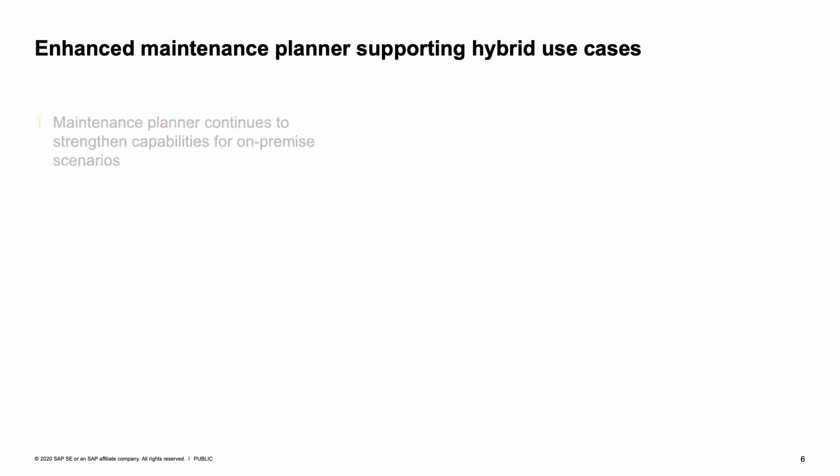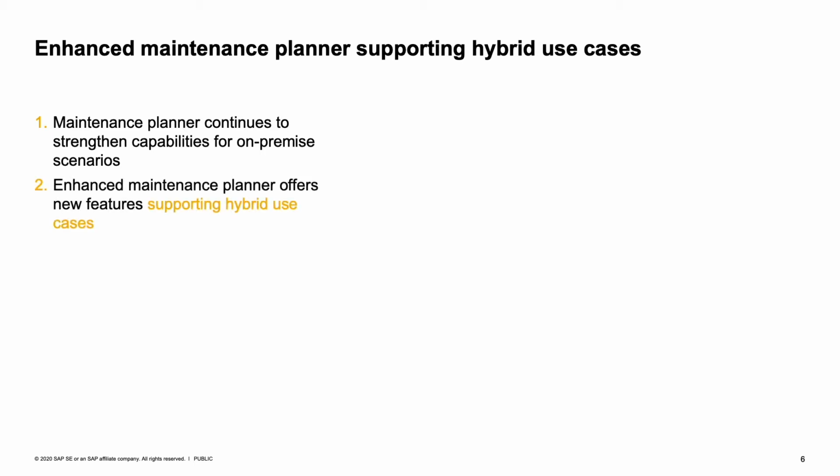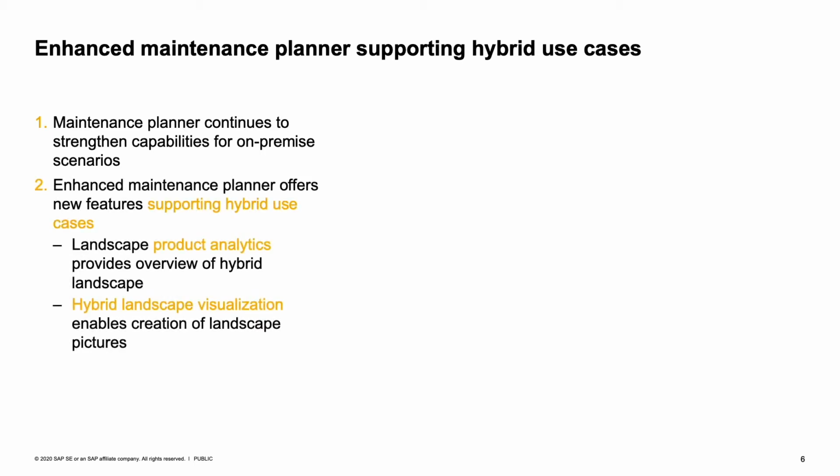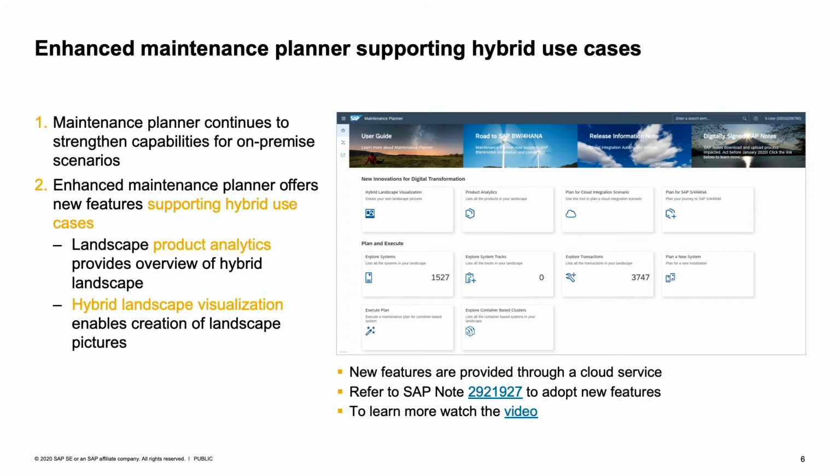We continue to add new features to better support on-premise scenarios. We have delivered a lot of new features as a cloud service on SAP Cloud Platform. And here I will bring it up. You can see the new homepage of Maintenance Planner with all the functionalities available. With Enhanced Maintenance Planner, we offer two main capabilities, the product analytics and hybrid landscape visualization.